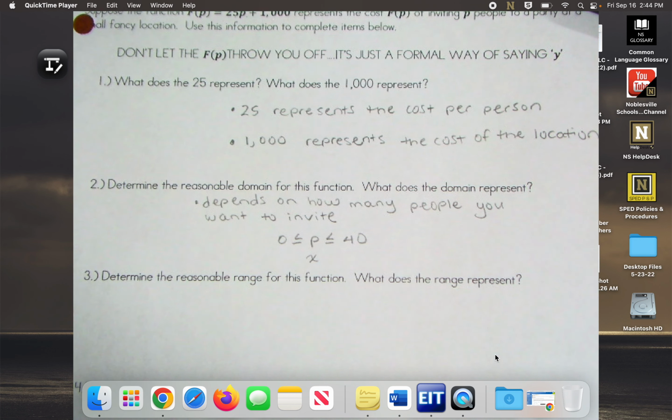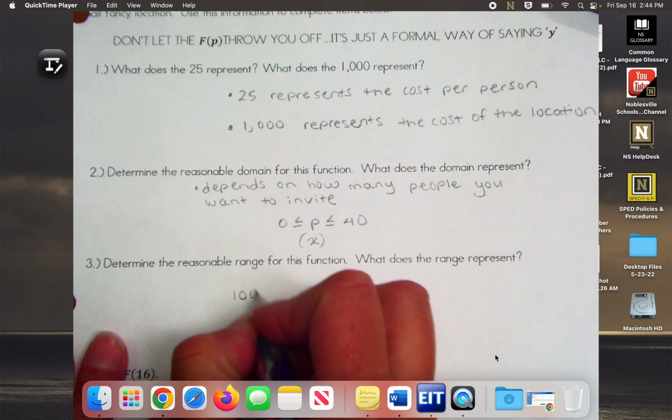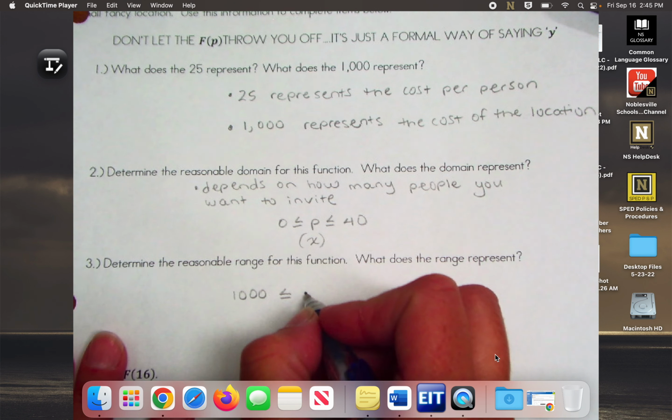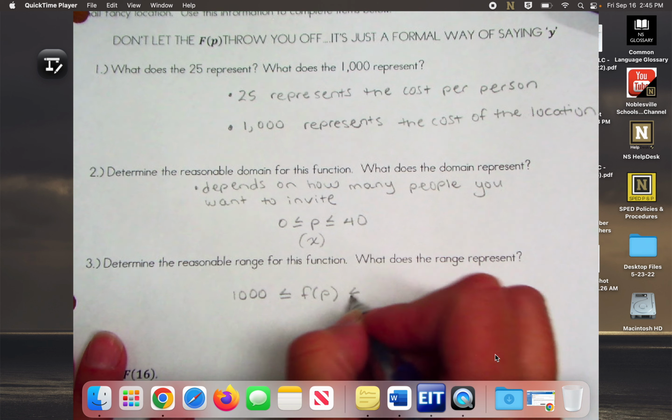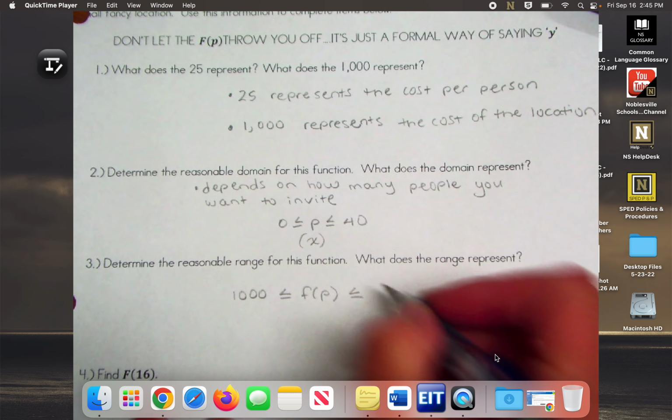So remember that X is what is taking the place of people. Why can't we just put X there and then say X equals people? No. We're sticking with the actual information that's given. Determine a reasonable range for this function. So let's say that we know it's going to be at least $1,000, and let's say we invited all 40 people. What would our total be then? 2,000. 40 times 25 is 1,000, plus the other 1,000 is 2,000.